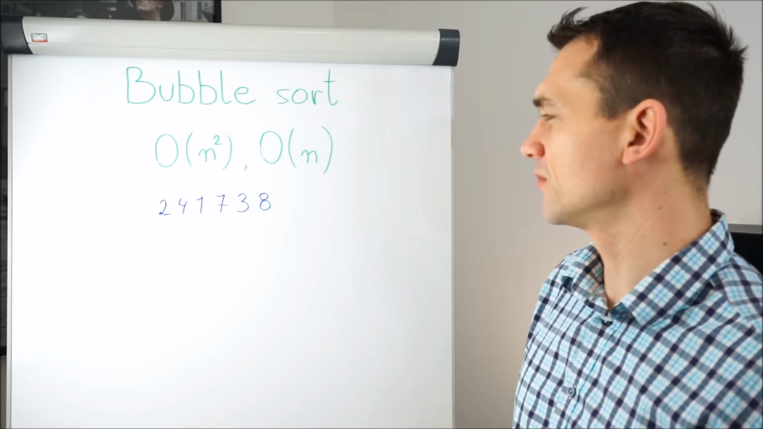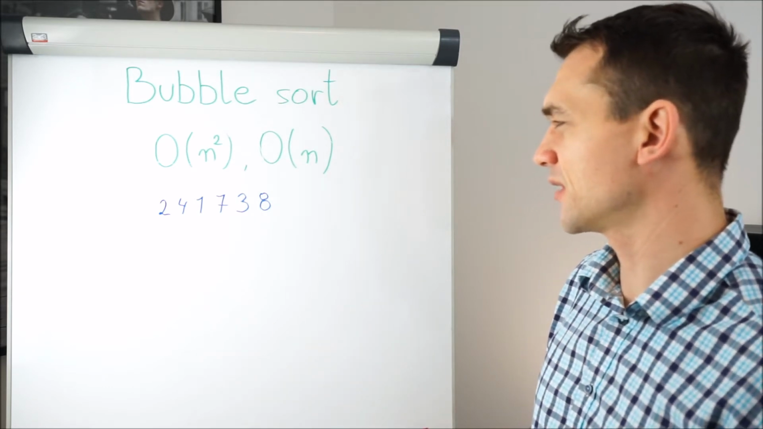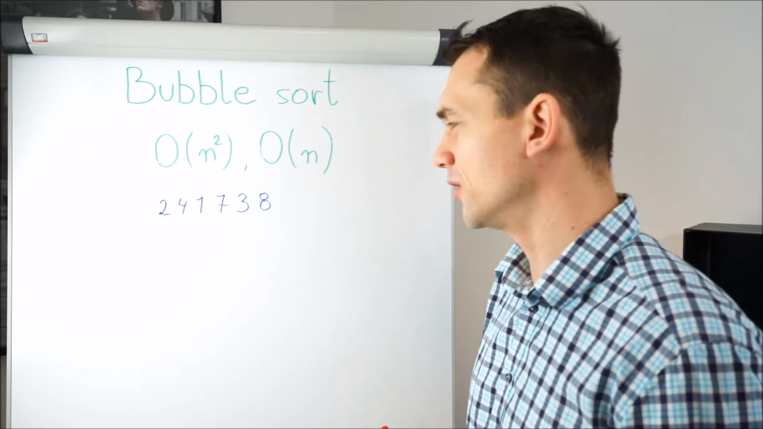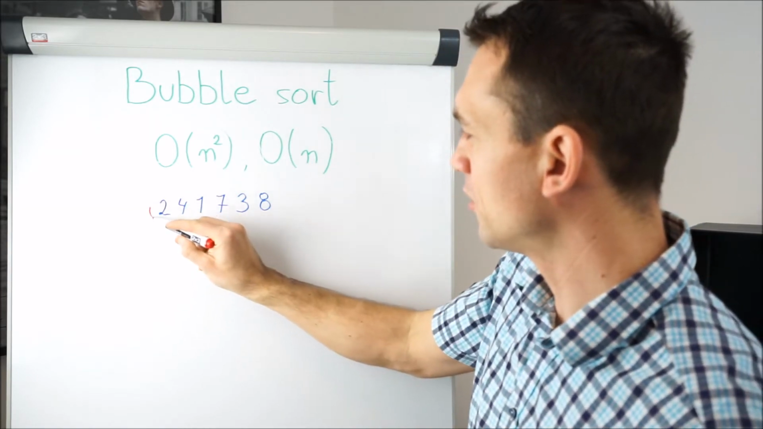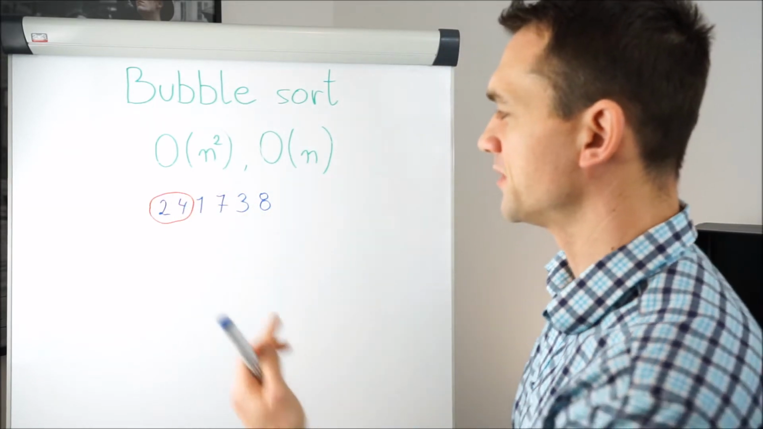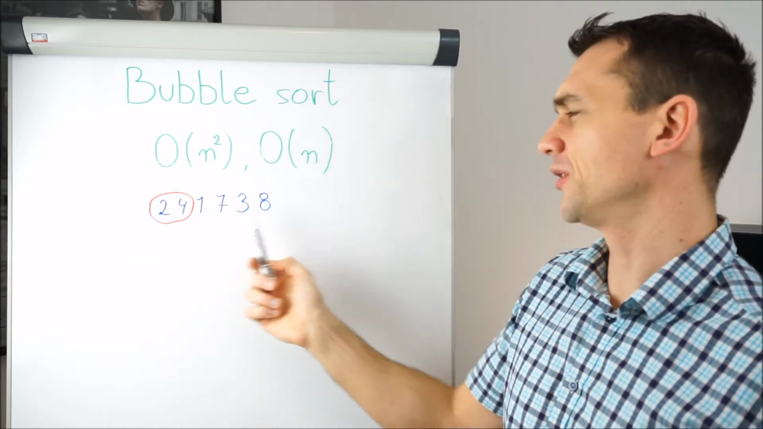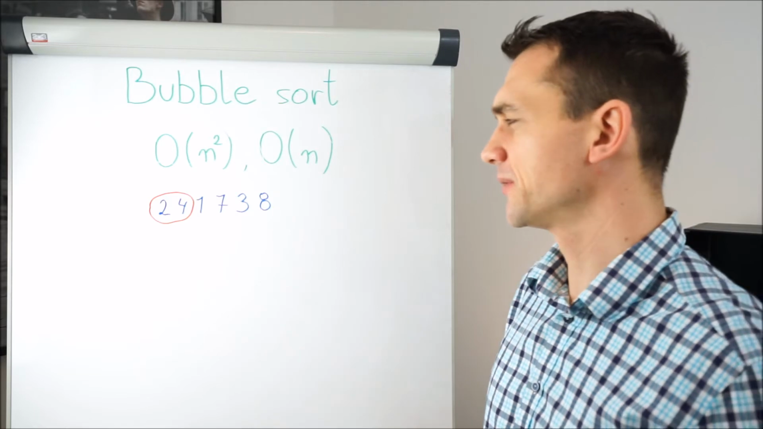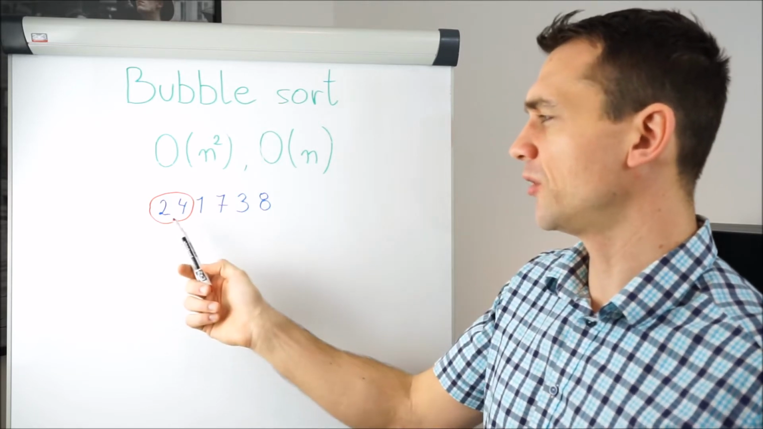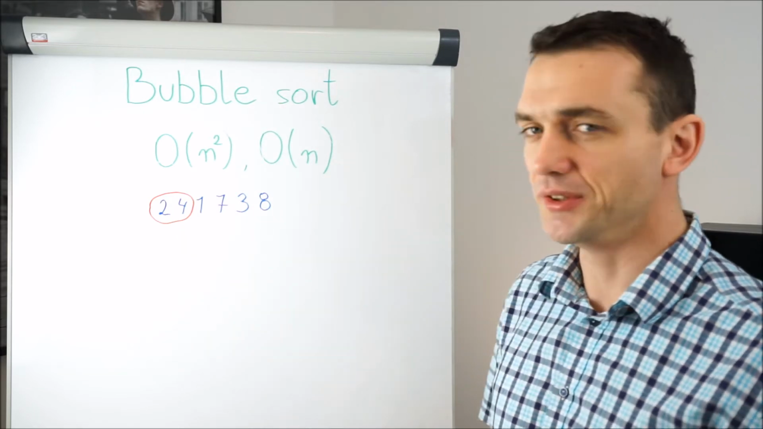BubbleSort, in order to sort our array, uses a kind of frame, kind of window. This window might be here, for example. We start from the left to the right, and we will be iterating over this array as many times as needed until the number of swaps is 0.